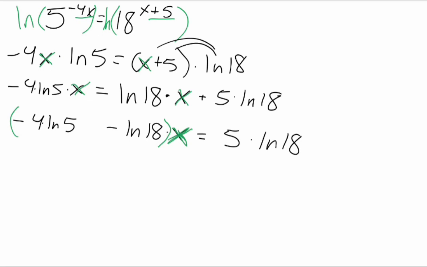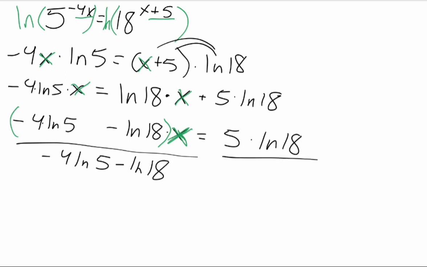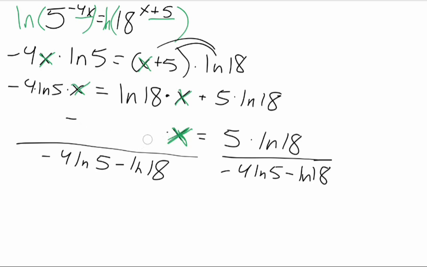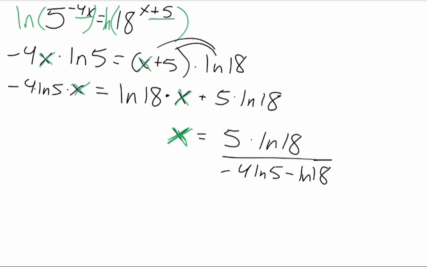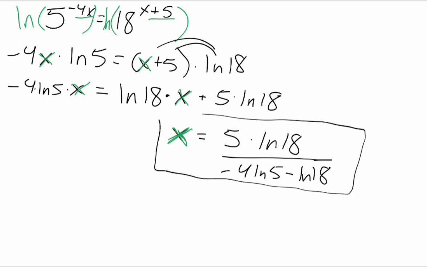And so then very last thing I can do, no matter what's multiplied by x, to get rid of it, you want to divide both sides by that exact same thing. So I want to divide both sides by negative 4 natural log of 5 minus natural log of 18. And so these two cancel out. And so x equals 5 times natural log of 18 over negative 4 natural log of 5 minus natural log of 18. Because they asked for exact answers, that means you want to type literally this exact thing into ALEKS.